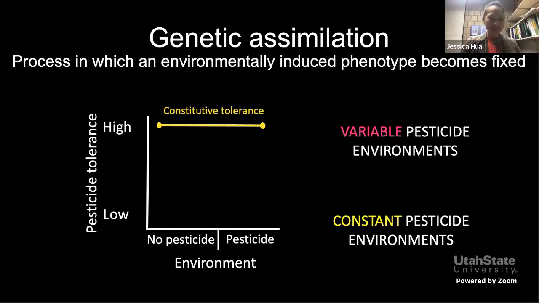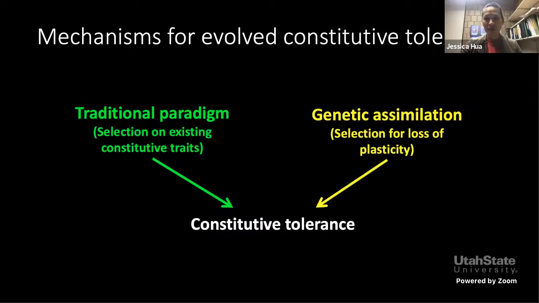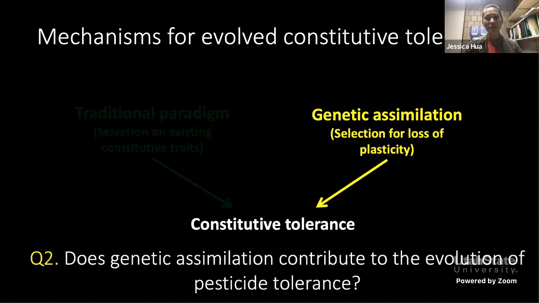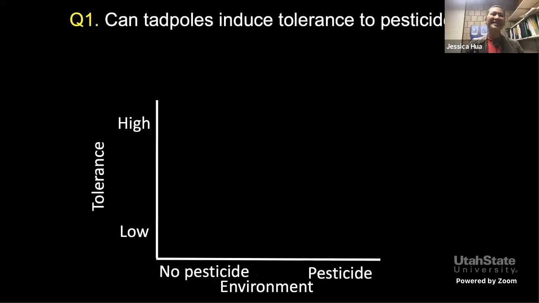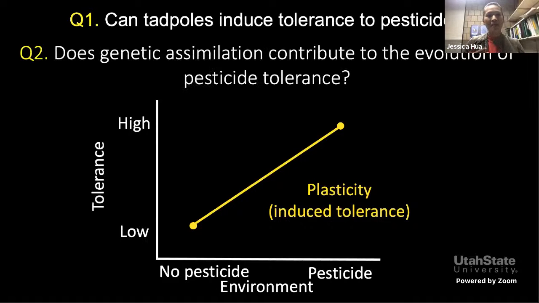And so for me, this was really exciting, and why we're so excited about genetic assimilation is because it provides another mechanism for evolved constitutive tolerance. The traditional paradigm can lead to the evolution of constitutive tolerance, but so can genetic assimilation. While we know a lot about the traditional paradigm and the evolution of tolerance, we know much less about genetic assimilation as a contributor to the evolution of pesticide tolerance. And so that's the second question that we'll ask in this section. To put it all together, we're going to ask, can tadpoles induce tolerance to pesticides? We're looking for a sloped reaction norm line here. Does genetic assimilation contribute to the evolution of pesticide tolerance?